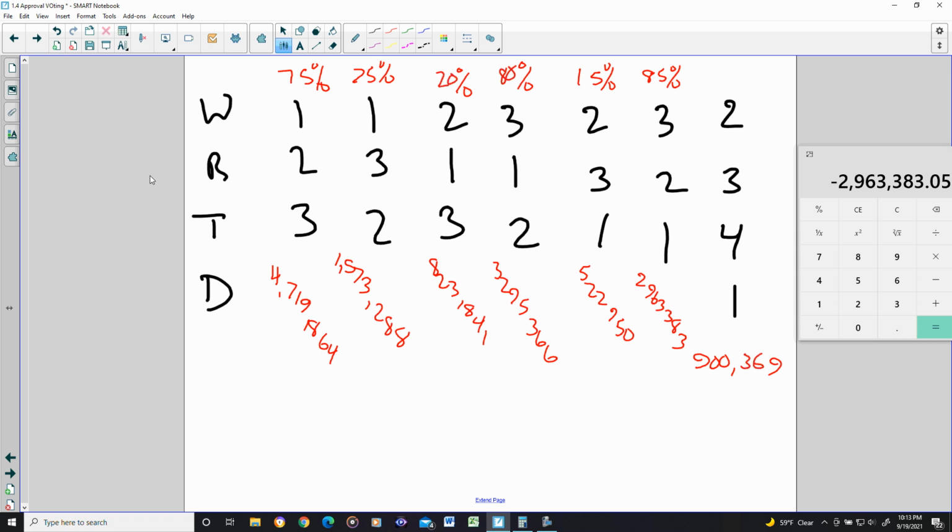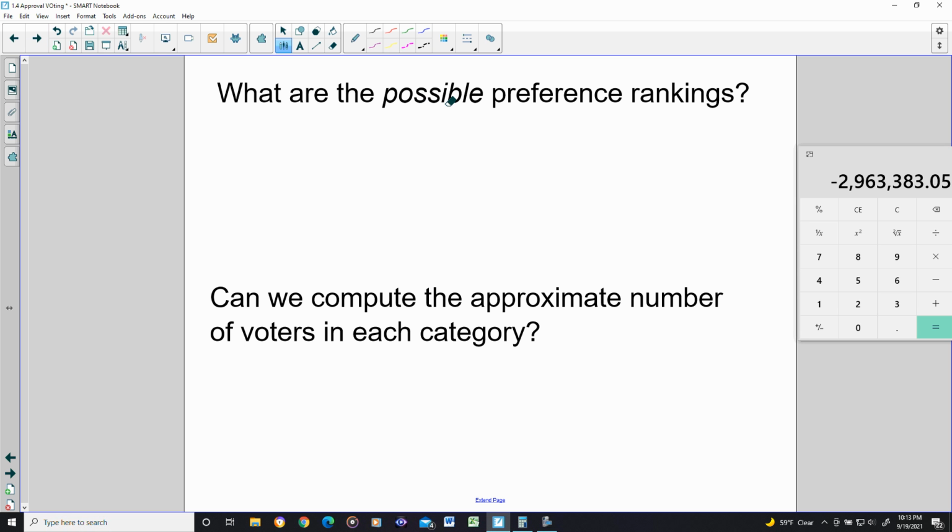All right, so let's go through this here and see what kind of values we can get. Notice we're not going to worry about all the other candidates. The 240,000 votes for the other candidates are just not going to affect anything. It's a mishmash of candidates. Okay, what are the possible preference rankings? Done. 7 of them. Can we compute the approximate number of voters in each category? We totally did that.